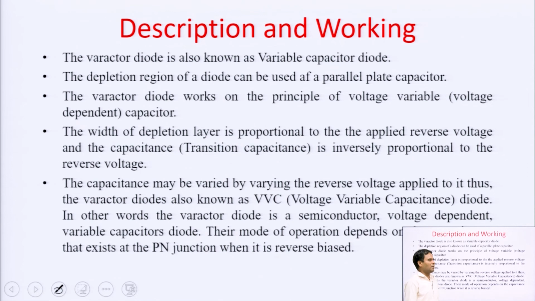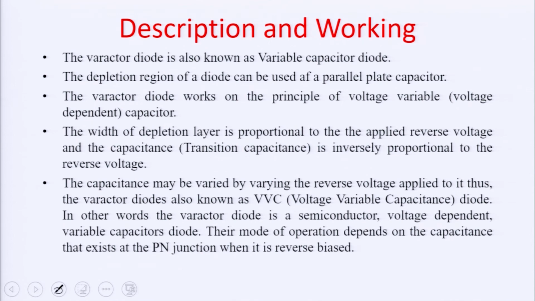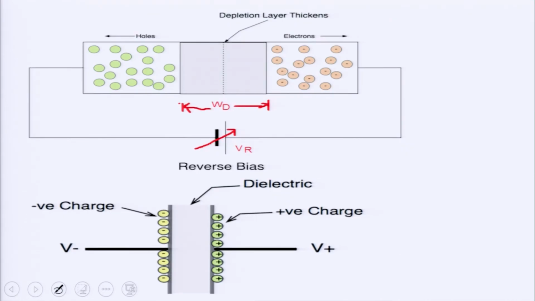Now, description of the working of Varactor diode. All of us know that the working of Varactor diode is just as simple as the normal diode works. Basically, we use the depletion layer of the PN junction diode as a parallel plate capacitor. What is a parallel plate capacitor? I am going to explain it in detail.